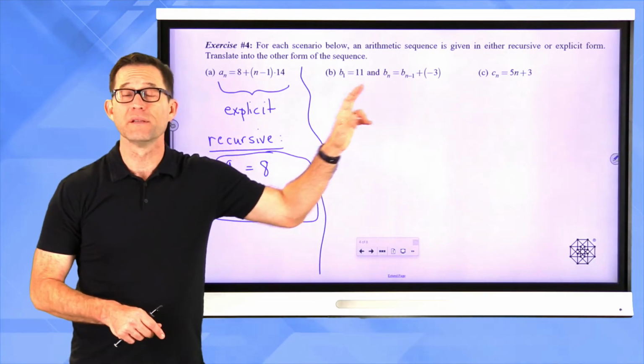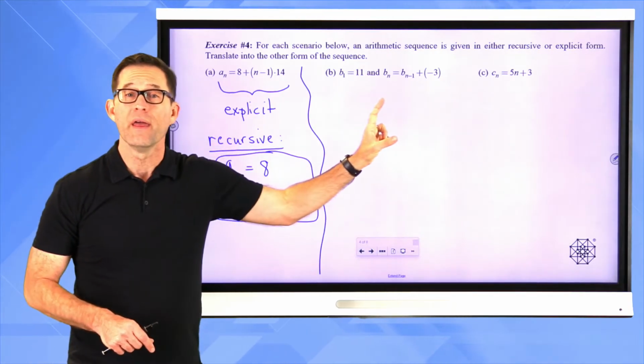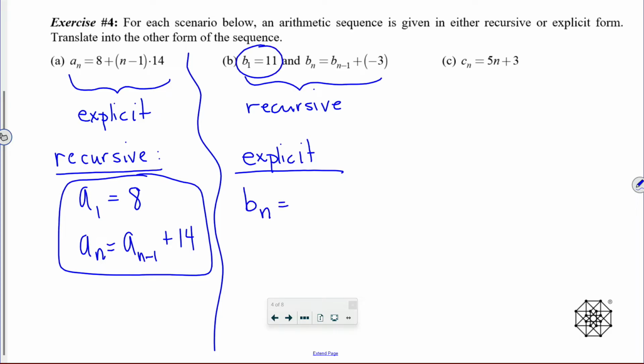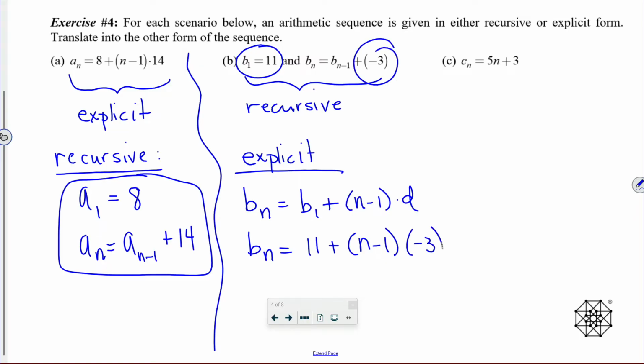All right, well, letter B is literally going in the opposite direction of letter A. In other words, in letter B, we've been given the recursive definition, and we want the explicit. So here, it's pretty easy, right? The explicit definition, we know that Bn will have to be equal to B sub 1 plus n minus 1 times D. Now we just need to plug in our numbers. B1 is 11, n minus 1 just stays as n minus 1, and then our D is negative 3.